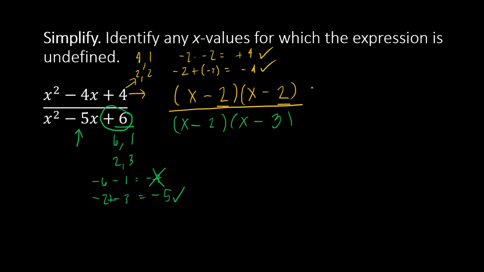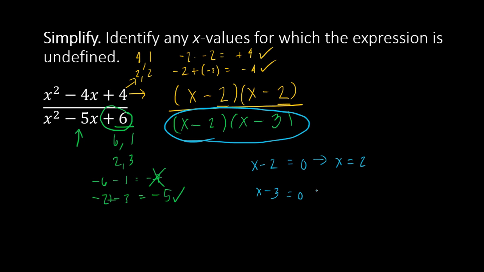And remember, you can always pause and double check these by foiling to ensure that they're being done correctly. Alright. Now take a quick moment to consider the denominator and figure out the undefined values. So again, take each factor in the denominator, set it equal to 0, and solve for x. In this case, the expression is undefined when x equals 2 or 3. All that I have left to do is simplify my expression.